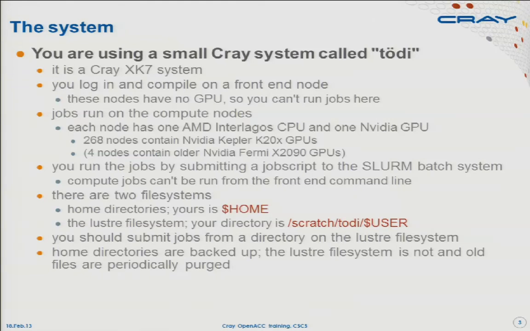Your home directories for the course are backed up. The Lustre file system is not. Files are periodically purged. Again, this isn't so important here, but if you're using the Raven system, I always have to say this. Lustre is volatile. Don't leave important stuff there. Keep it on the home directories.